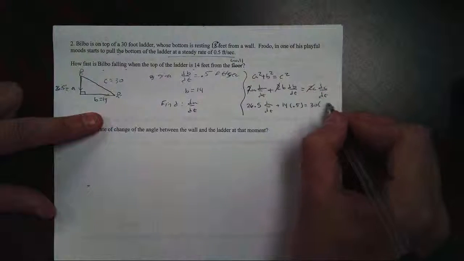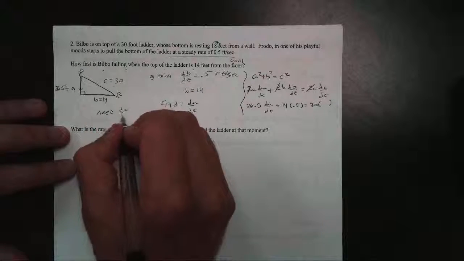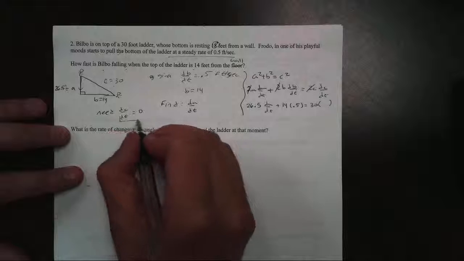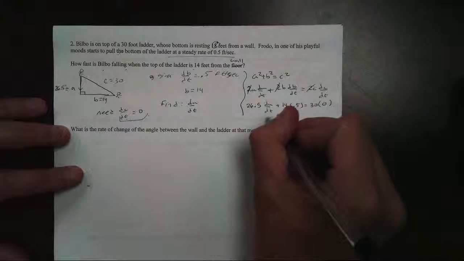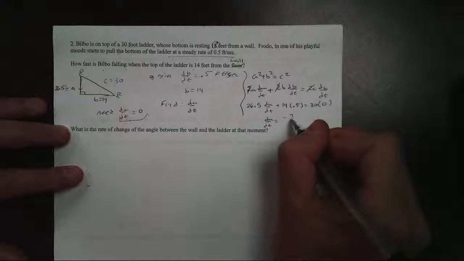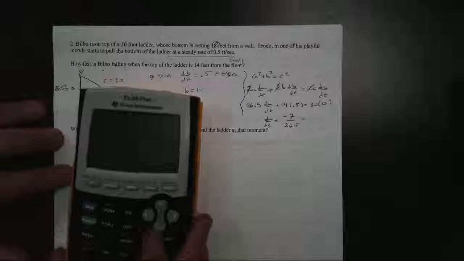Now, we don't know what dC/dt is, but we can think about it. It's the ladder. And it's going to be 0. The ladder's not changing its length any. Remember, this dC/dt is how fast the ladder is changing, and the ladder's not changing, so that's going to be constant. That's 0. So I can get dA/dt equals, if I bring this over, negative 7 over 26.5. And I can use my calculator for this one. I get negative 7 divided by 26.5, and I get negative 0.264. And again, that's going to be feet per second. And it should be negative.